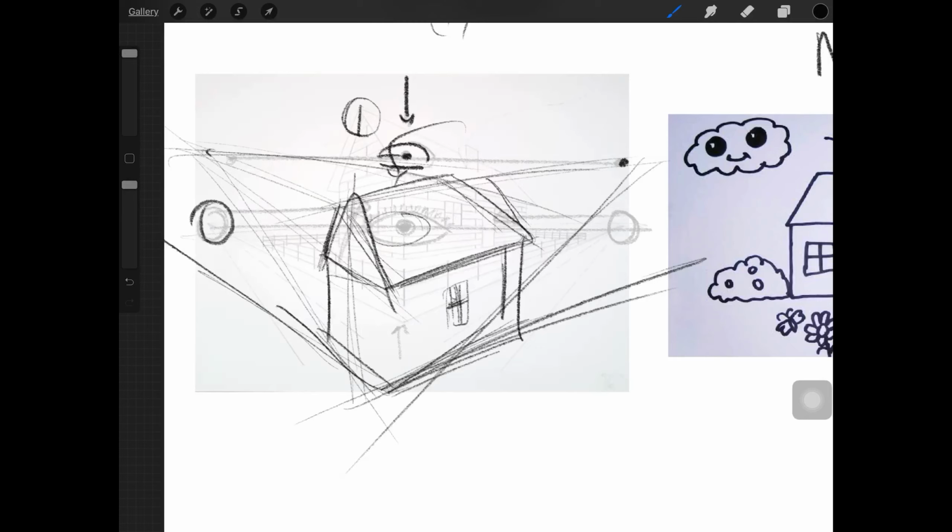You can ask me any question about this. I don't know if I was able to make sure that you understand 2 point perspective, so I will improve as we go ahead.